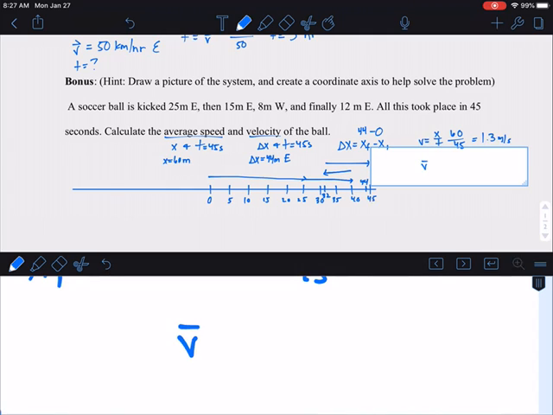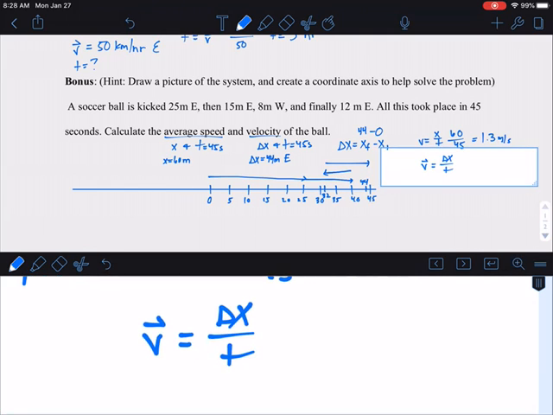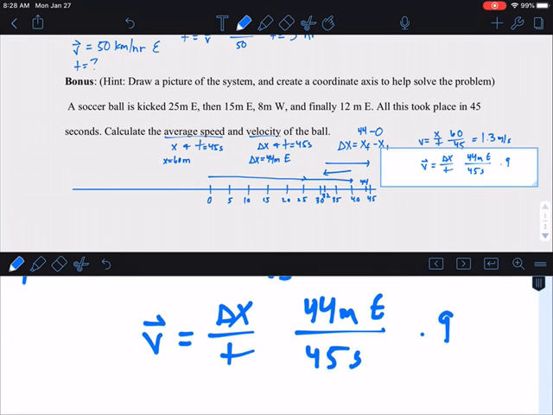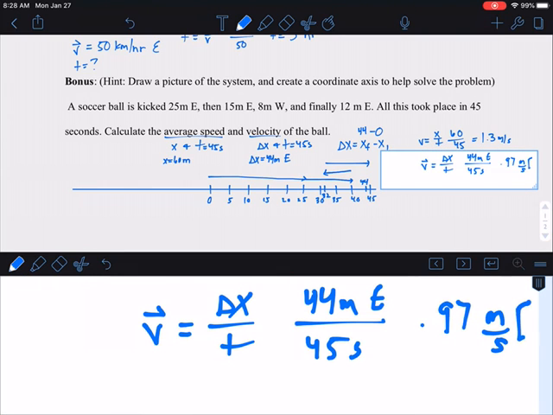Then velocity is equal to displacement over time. We found our displacement to be 44 meters east, and then taking place in 45 seconds. So therefore we get 44 divided by 45, which is 0.977. So if you want to put 0.978, that's fine. Or you can leave it as 0.97 meters per second. And which direction did we travel? We traveled east.